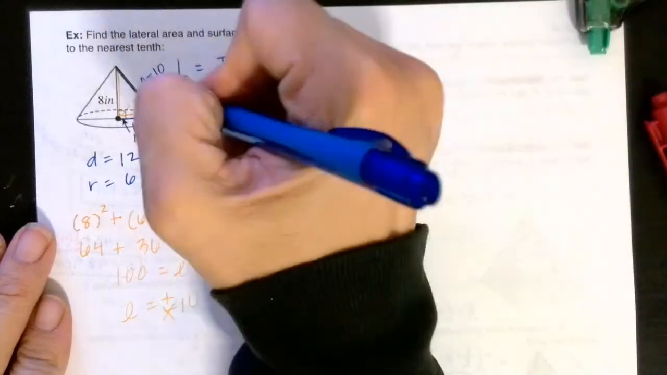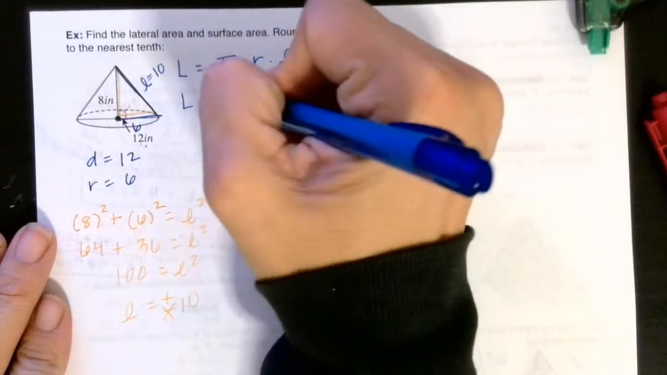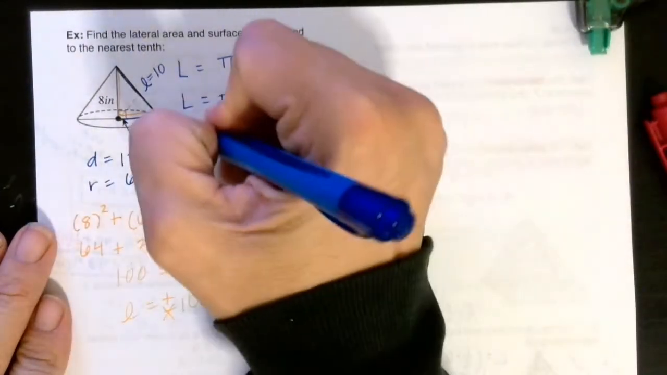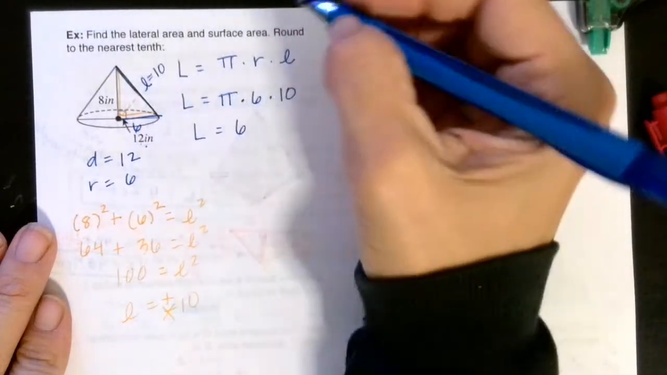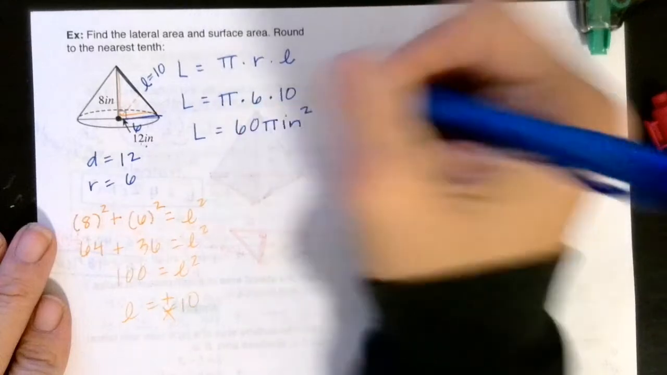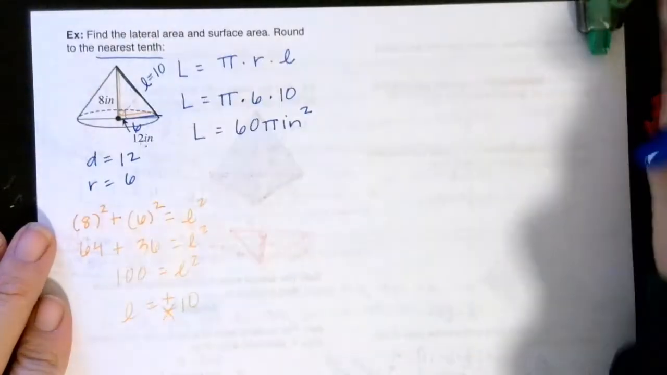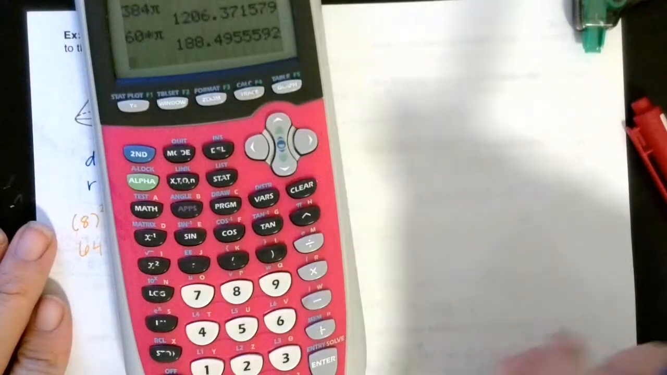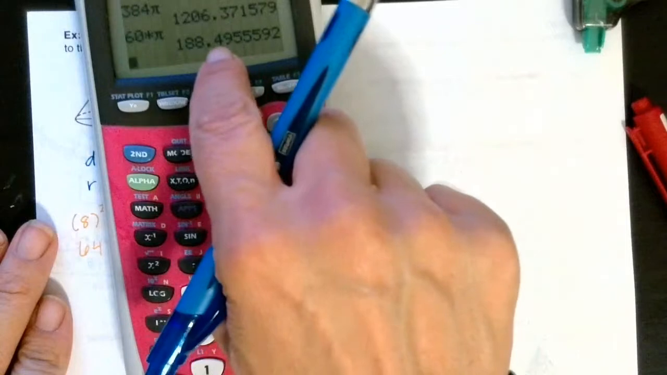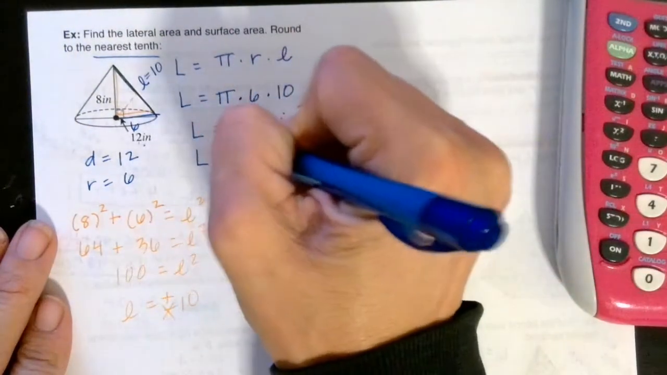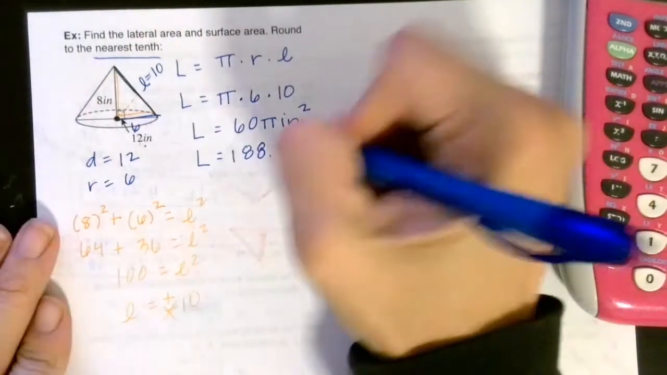So I have my lateral area is pi times the 6. Again, the diameter is 12. The radius is 6 times 10. So the lateral area is 60 pi inches squared. But it says round to the nearest tenth. So I'm going to do 60 times pi, and I get 188, and that 9 is going to round that up to a 5. So I get 188.5 inches squared.